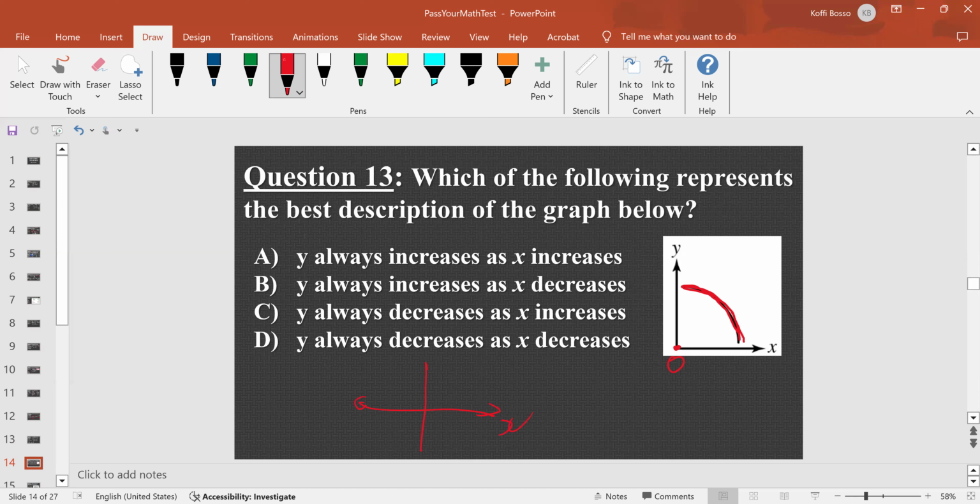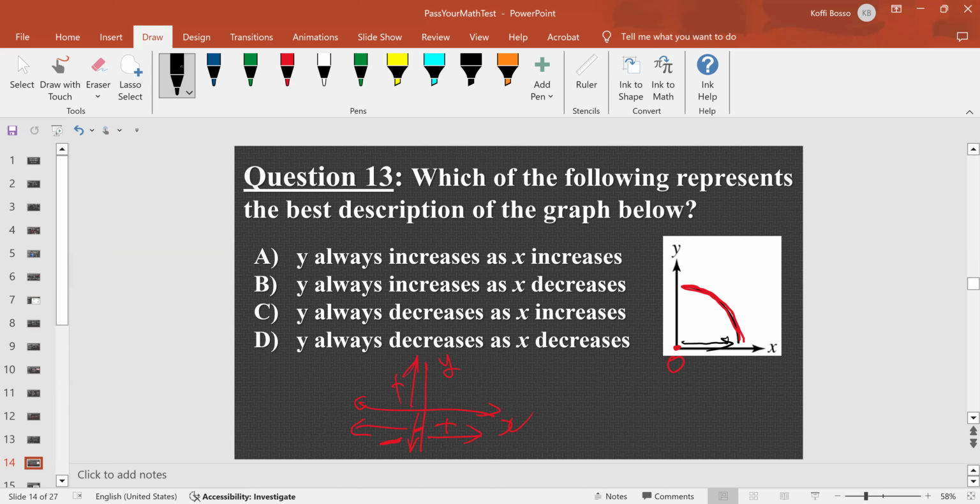So when we have x and y, if we are moving to the right side, you have a positive x, or left side, you have a negative x, or you are moving up, you have a positive y, you are moving down, you have a negative y. So we are on the positive part of x and y. But the thing is this: when they say y always increases as x increases, it means you are moving from 0 to the right side. But every time you are moving, your movement is described by the graph.